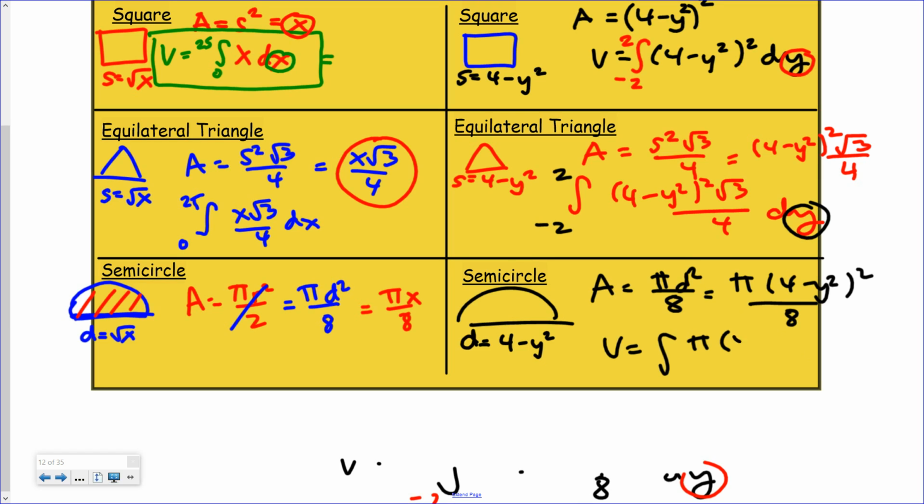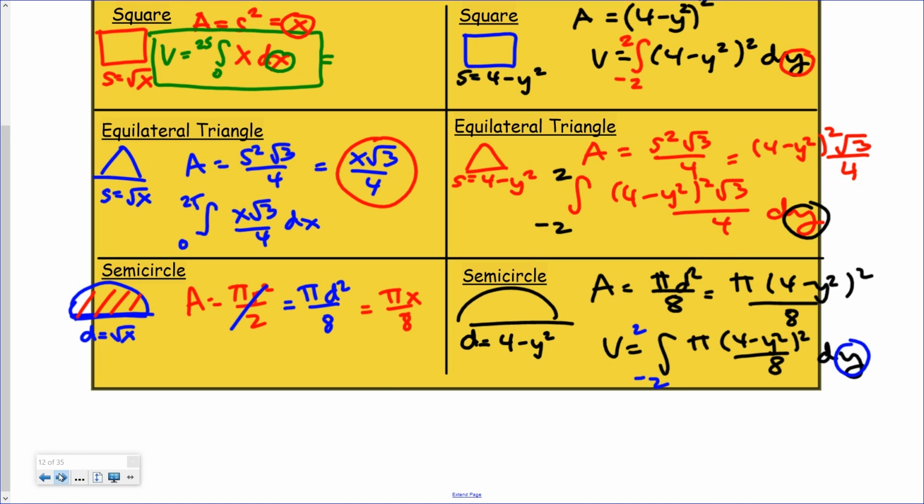The integral of the area times what? dy. You guys see how easy this is? So it's very logical, okay? So now if I have a y here, what are my limits going to be here? -2 to 2. You guys good with that? Okay, so that's how you do these problems.